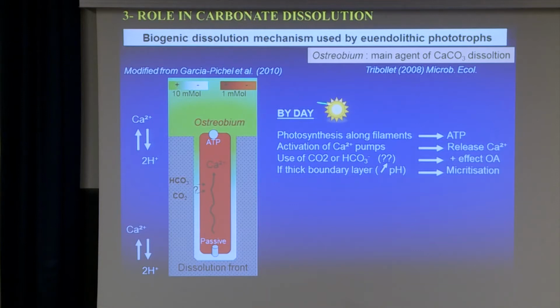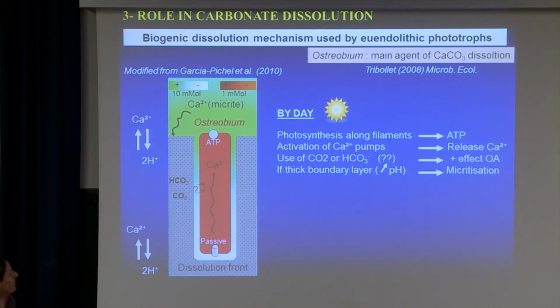So by day, the photosynthesis is providing ATP that activates the calcium pump and releases calcium near the surface of the substrate. And we don't know yet which form of carbon is used for the photosynthetic activity of those organisms. Could be directly the CO2 or the bicarbonate ions, but definitely those two forms will increase with ocean acidification.